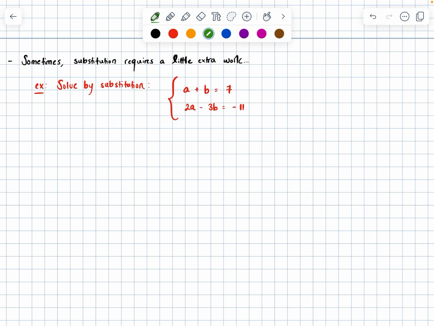So for example, one more for the road. Let's say I've got this guy, a plus b equals 7, 2a minus 3b equals negative 11. My goal is to plug one isolated variable into another equation. The problem here is that I don't have a variable that's isolated in either of my two equations. How do you think I might remedy that decision?